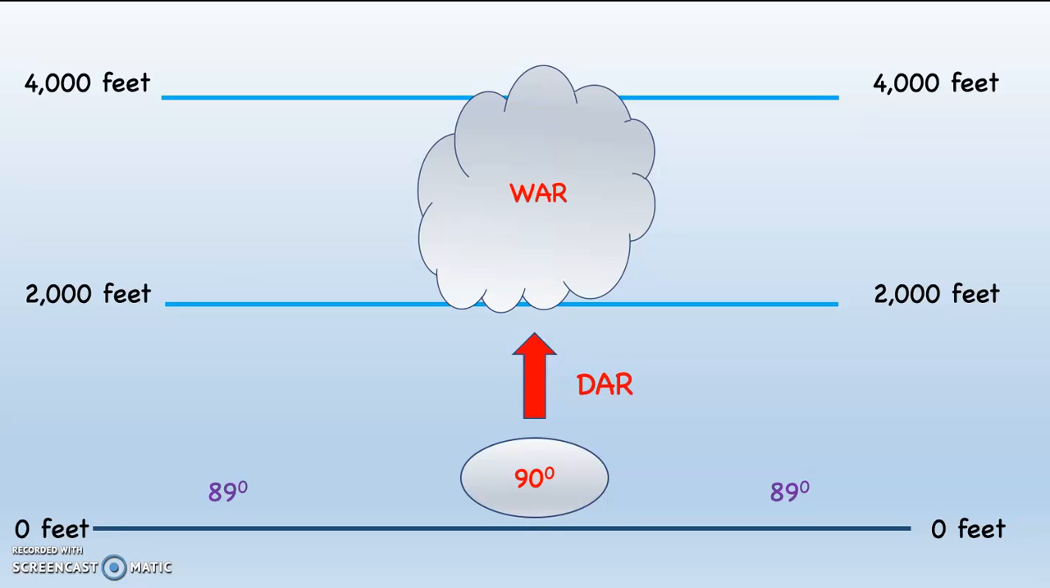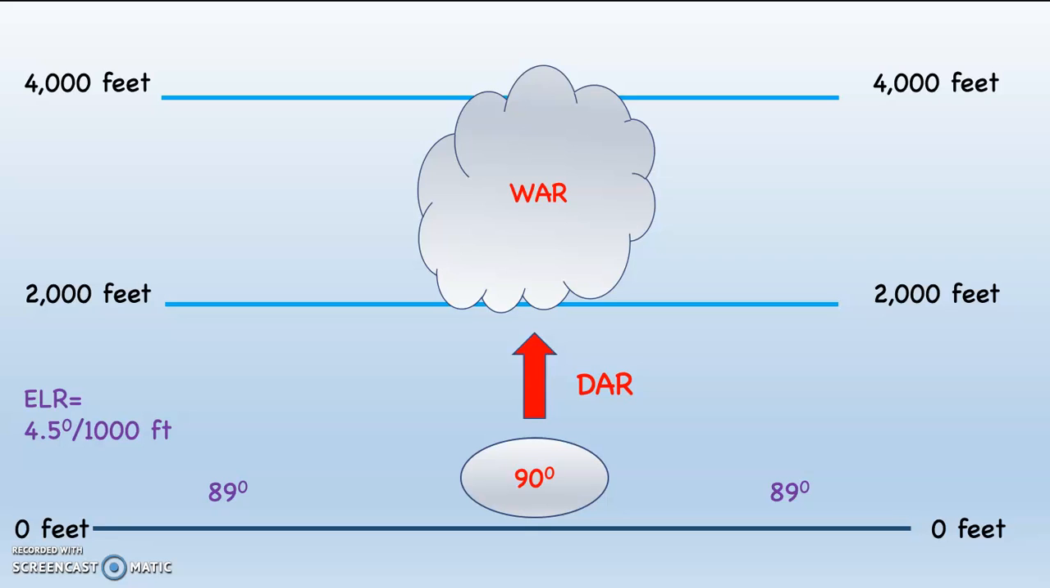Well, from 0 to 2,000 feet, we will apply the DAR, the dry adiabatic rate, 5.5 degrees Fahrenheit per 1,000 feet. And from 2,000 to 4,000 feet, we will apply the WAR, 3.3 degrees Fahrenheit per 1,000 feet.